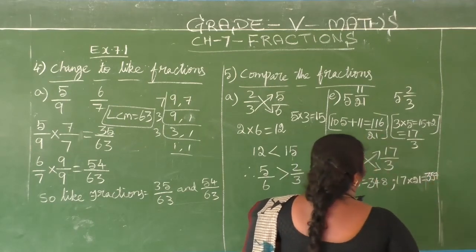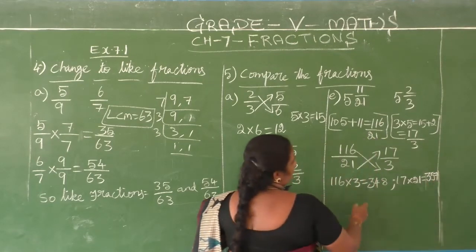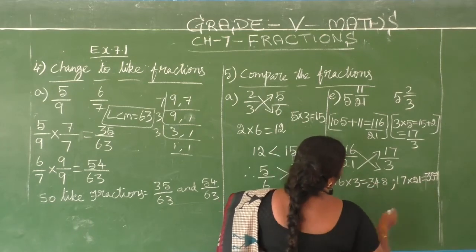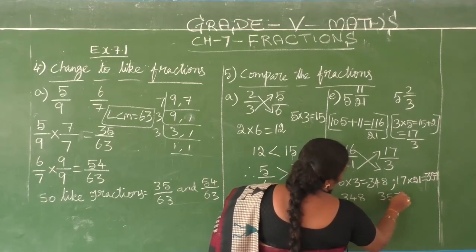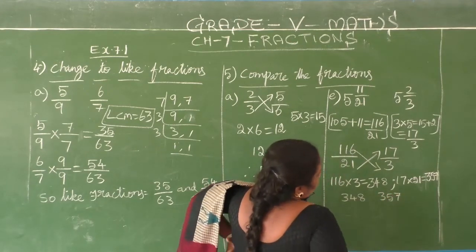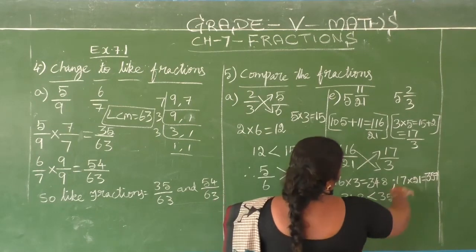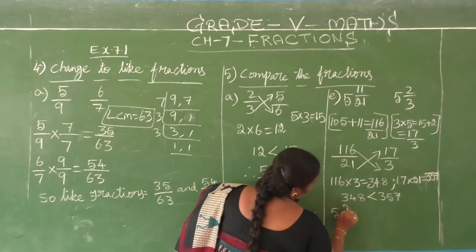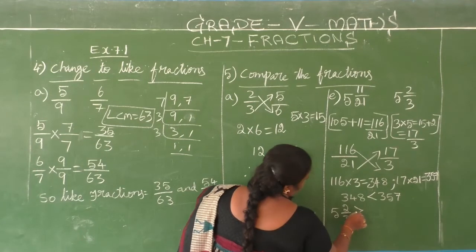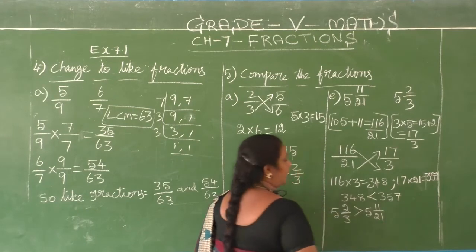Right. Now we can compare the numbers. 348 on this side and 357. Which is the greatest one? The 357 only is the greatest one. So this 357 means this fraction. So 5 2 by 3 is greater than 5 11 by 21. Okay? Do you understand?